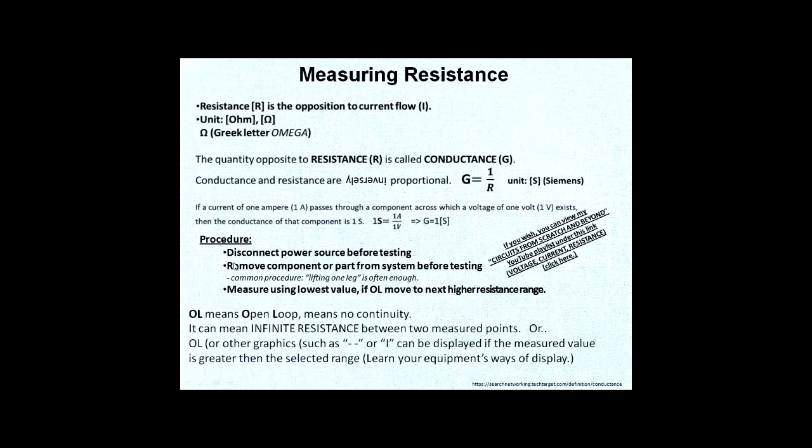All right. Procedure of measuring resistance. Disconnect the power source or de-energize the circuit. You have to de-energize the circuit. First thing, you cannot measure resistance in a circuit that is powered. You just cannot do that. The reason for that is that the ohm meter, when you switch the multimeter to be an ohm meter, produces a tiny bit of voltage across its probes. So I'm going to show you this.